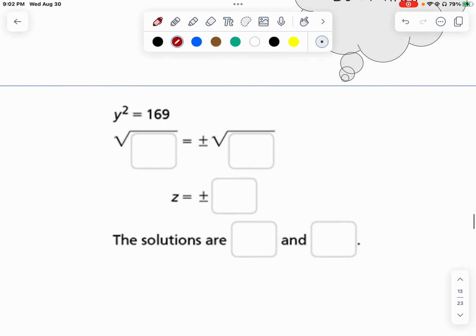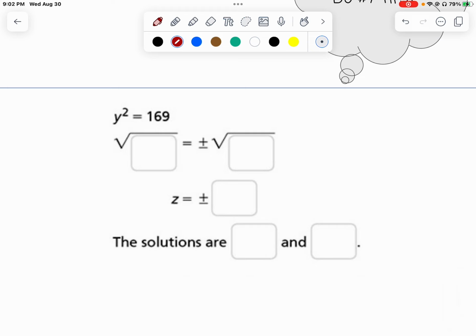All right. Referring back to the perfect squares that we did at the beginning of this lesson. When you have a variable that is y squared, your answer is going to have 2 solutions. Your exponent tells you how many solutions you're going to have.